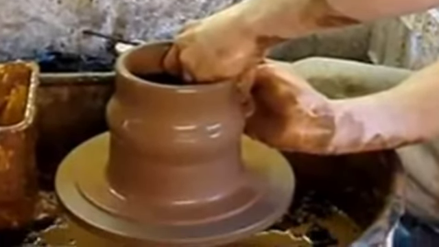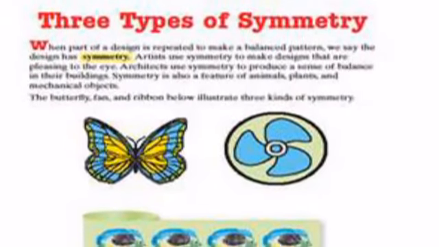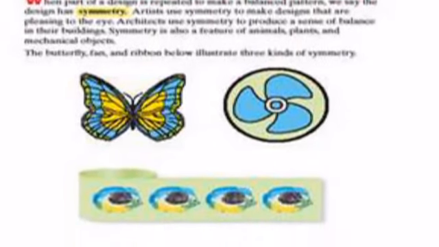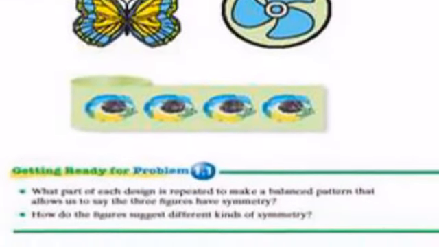Then the next type of symmetry is very important, that is rotational symmetry about a fixed point. So what is rotational symmetry? The second type of symmetry is rotational symmetry. An object has rotational symmetry if the object can be rotated about a fixed point without changing the overall shape.